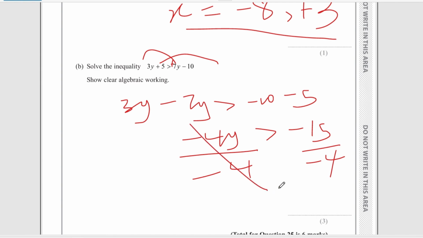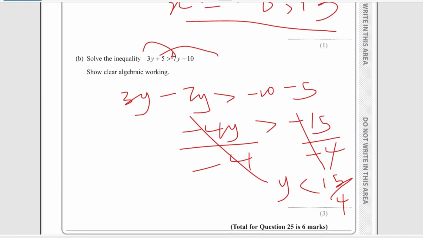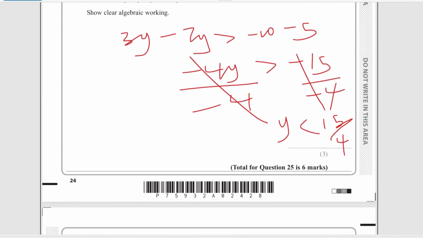So negative 4 divide negative 4. Y is less than negative 15 divided by negative 4, which is 15 over 4. Or you simplify to 3 whole number 3 over 4, like that. So that gives you 15 over 4.